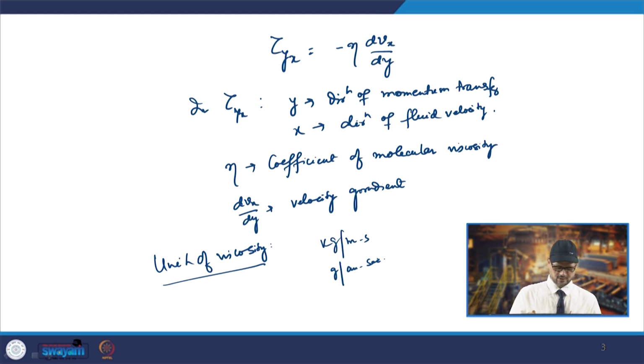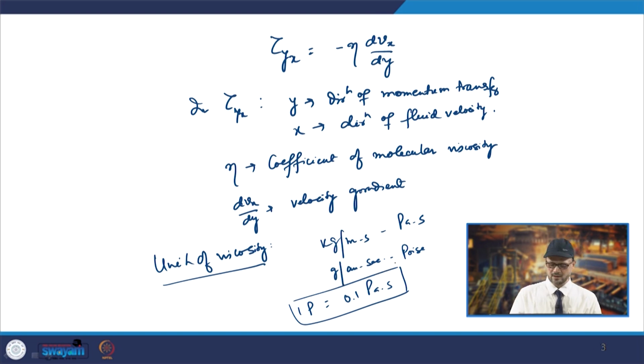So, you will have either unit of kg per meter second, or you may have the gram per centimeter second. So, this is Pascal second, and this is the poise. So, 1 poise will be 0.1 Pascal second. So, that way this relationship also is coming up for the unit of viscosity, and viscosity has some standard value at some standard temperature and pressure.